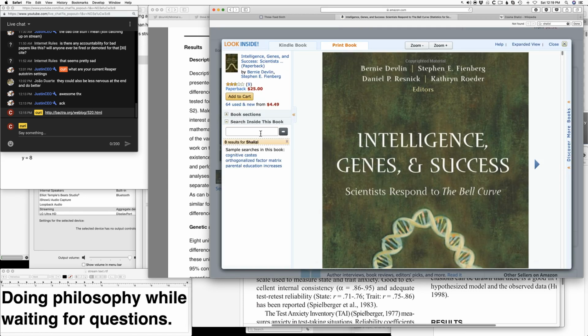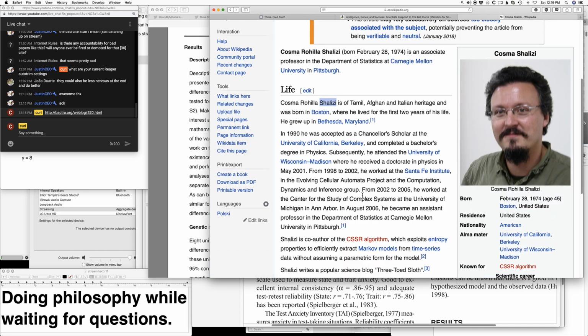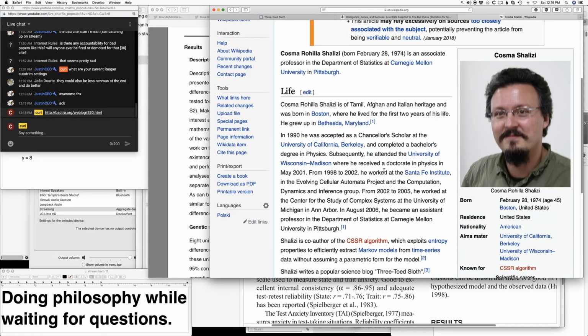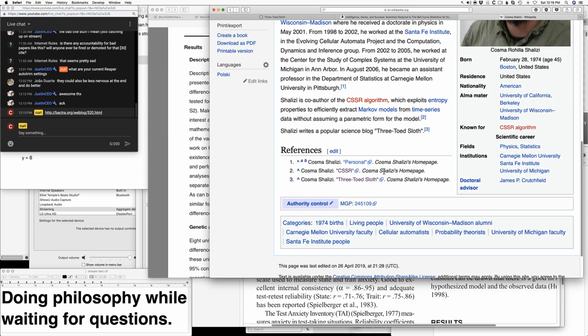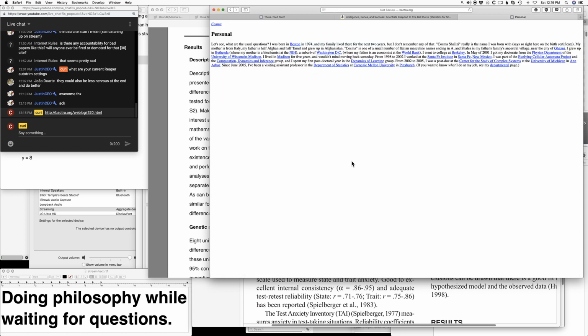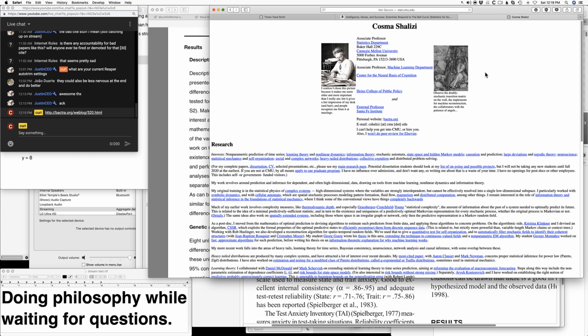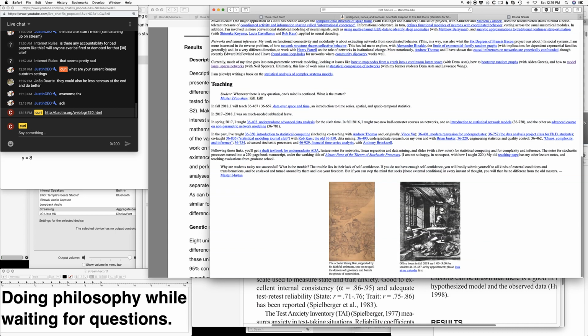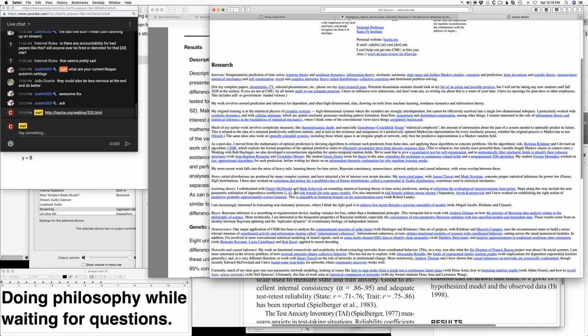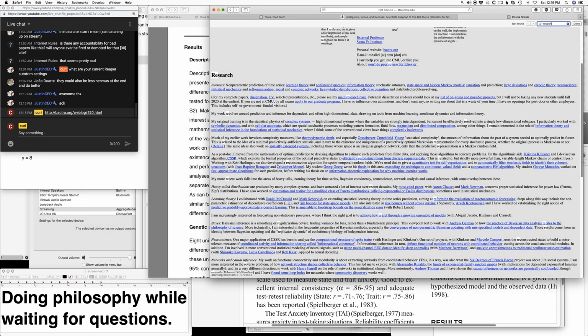So search inside. Cosma. Okay. This is weird though. He said he was a contributor to the book. And I'm not seeing him. It referenced the three-toed sloth thing. It links to that website. The departmental page. Teaching. I was looking for publications. Let's search for respond or bell.